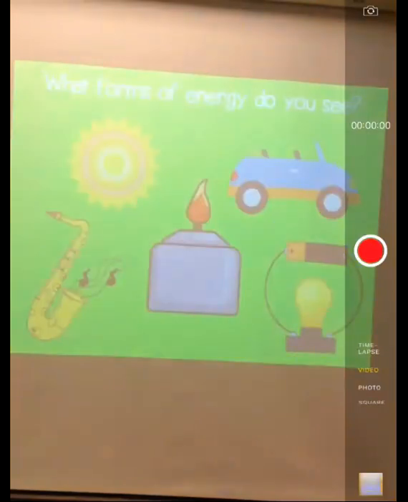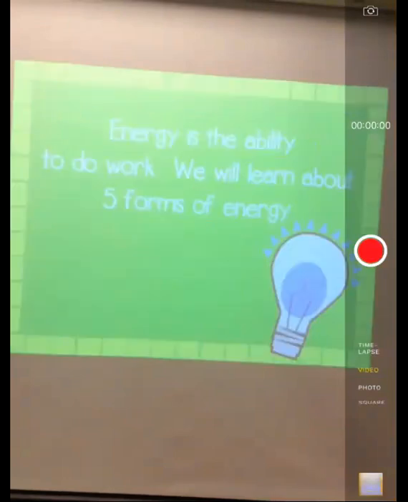So energy is the ability to do work. We're going to learn about 5 forms of energy here. Okay. What forms of energy do you see? All different forms of energy.